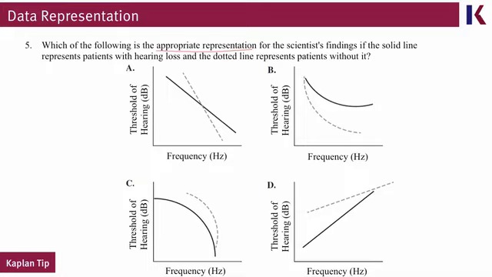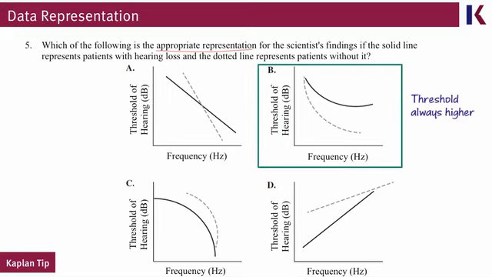What was the conclusion that was given? The conclusion stated that individuals with this type of hearing loss have a higher threshold at all frequencies. So logically, we should expect that the solid line, that represents those with hearing loss, should be higher than the dotted line, those without the hearing loss. Which answer choice matches with that prediction? In this case, answer choice B is the only one that shows the thresholds always being higher for those with hearing loss, and therefore is the correct answer.